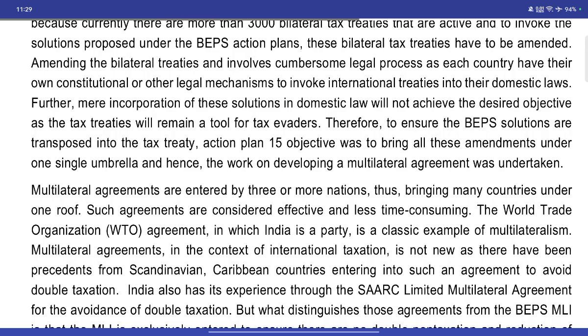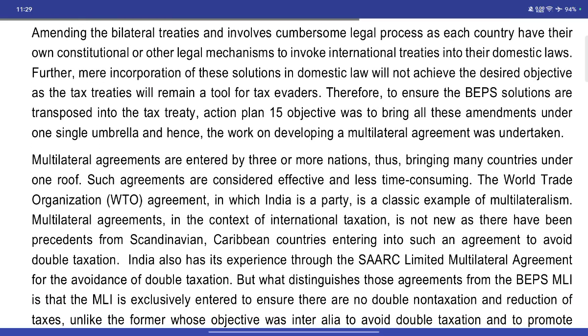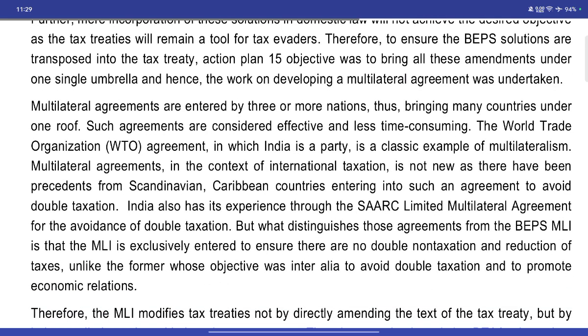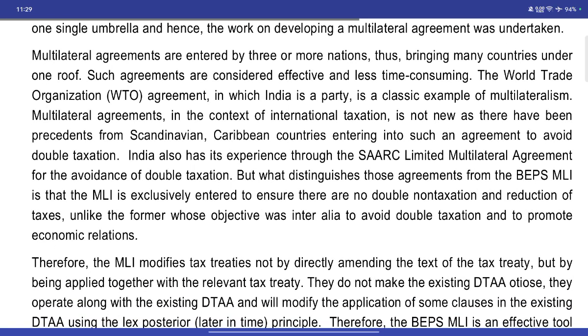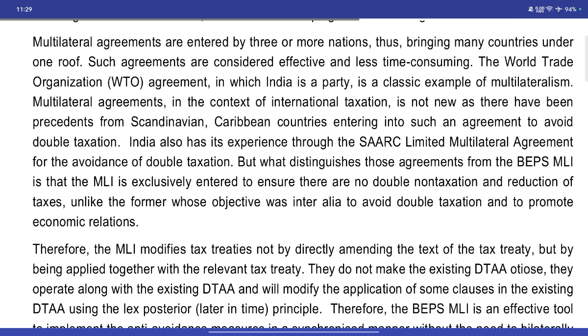The action plan 15 objective was to bring all the amendments under one single umbrella. Hence, work on developing a multilateral agreement was undertaken. Multilateral agreements are undertaken by two, three, or more nations, thus bringing many countries under this one roof. Such agreements are considered effective and less time-consuming. The World Trade Organization arrangement is a classic example of multilateralism.